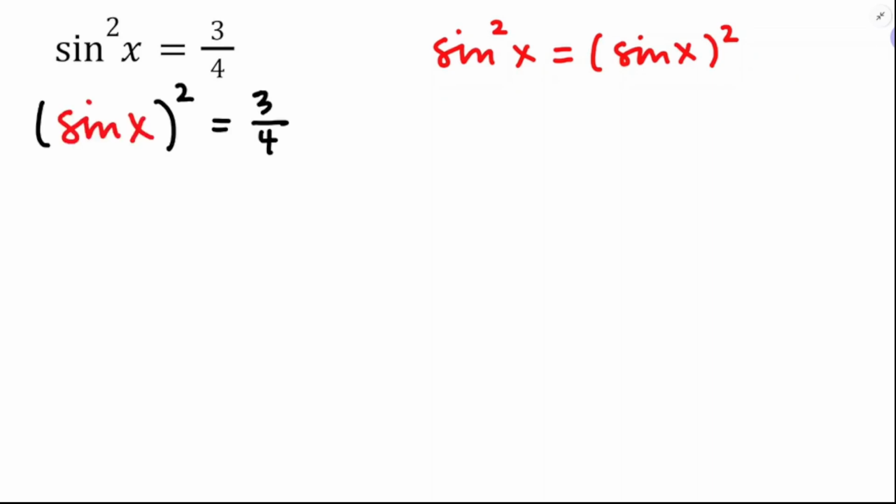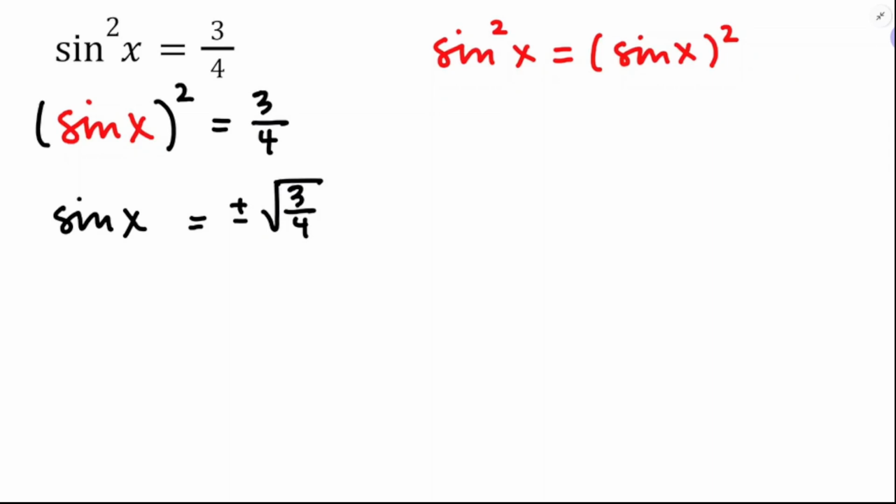And then I'm trying to isolate the sine x. I'm trying to solve for that, just like I was in the last video. So I'm going to take the square root of both sides of the equation. And remember, when we take the square root of both sides of an equation, there's going to be a plus or minus. So I've got sine x equals plus or minus the square root of 3/4.